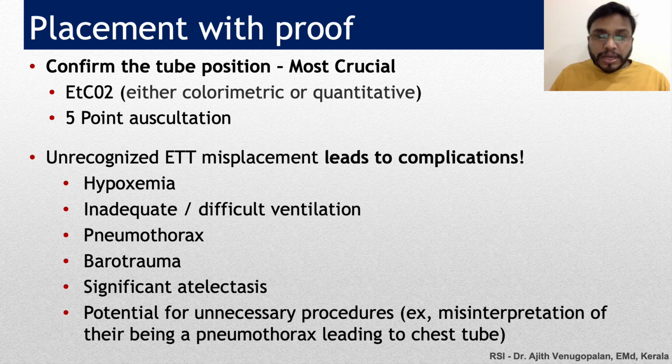The concerns that can happen with an unrecognized ET tube misplacement: as I told, misplacement can be to the esophagus or to the right bronchus. The concerns are hypoxia, inadequate ventilation, pneumothorax because of barotrauma from excessive ventilation, and because there is no proper ventilation to one side, there can be significant atelectasis. If you did not recognize the misplacement, and the tube went into the right bronchus, you're not getting air entry on the left side, and you can misinterpret that as a tension pneumothorax. If the patient is unstable or CPR is ongoing, it can confuse the whole situation.